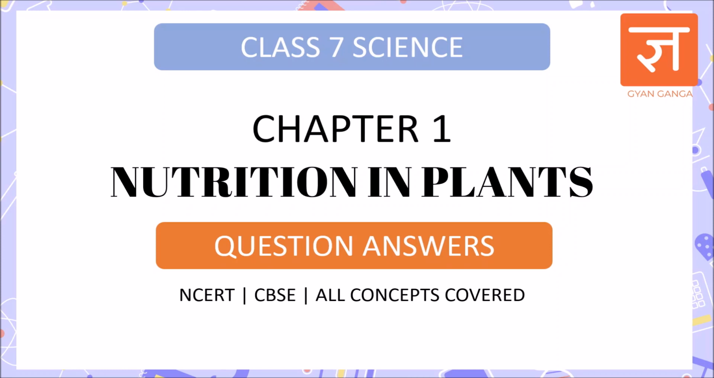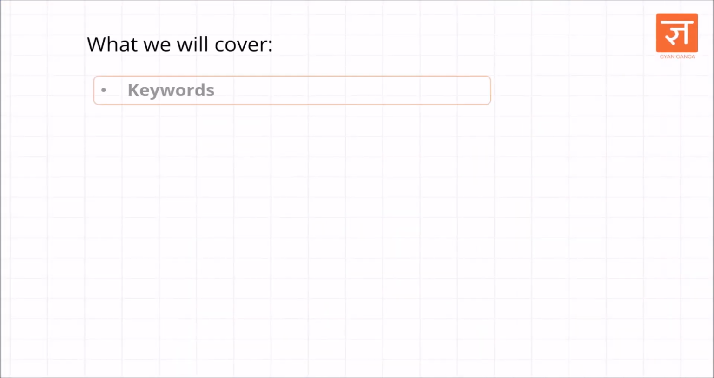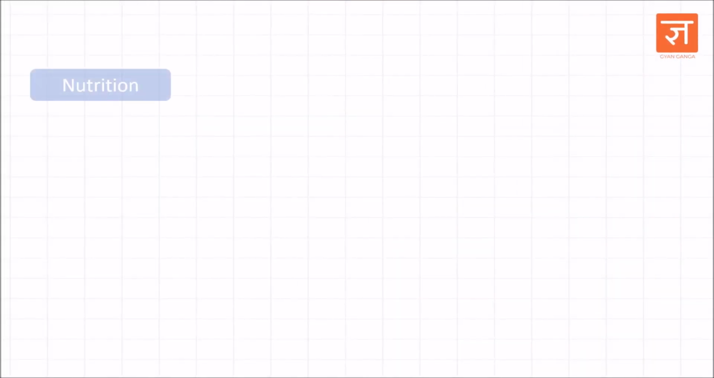आज हम लेकर के आए हैं क्लास 7 साइंस के चैप्टर नंबर 1 न्यूट्रिशन इन प्लांट्स की क्वेश्चन आंसर्स, जिसमें हमने अभी लास्ट वीडियो में इस पूरे चैप्टर को कवर किया था। तो आज हम इसको समराइज करके इसके करेंगे क्वेश्चन आंसर और जानेंगे इसकी ढेर सारी एक्सरसाइज। तो चलिए शुरू करते हैं। We will learn about keywords and the exercise. So let's start with the keywords.